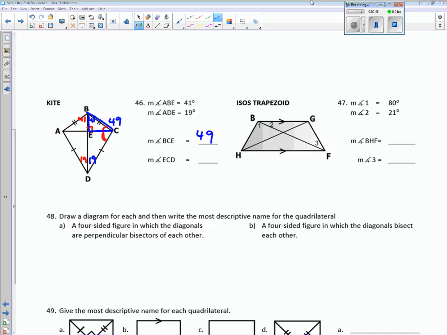At the bottom, when the angle EDC is 19, again, you have a right triangle. If one acute angle is 19, the other one's going to be 90 minus 19, and that's going to get you 71.